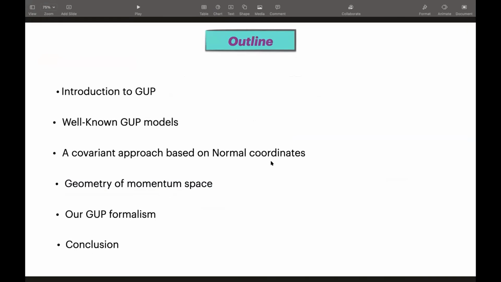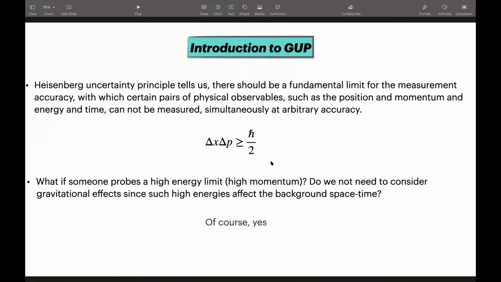So the outline of my talk is the following. I will first introduce the GUP and well-known GUP models. Then I will present the covariant approach that is totally based on normal coordinates. After that, I will discuss the geometry of momentum space. And including the above two bullet points, we will frame our GUP formulation and then conclude.